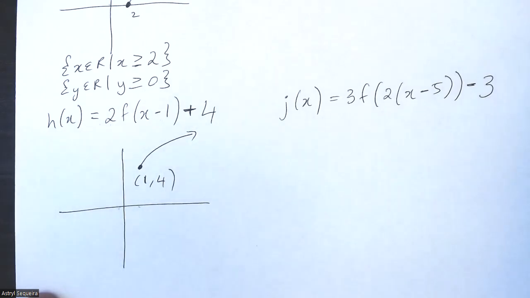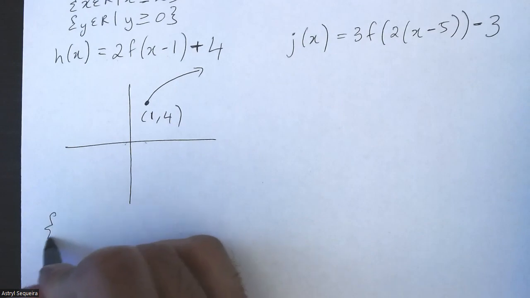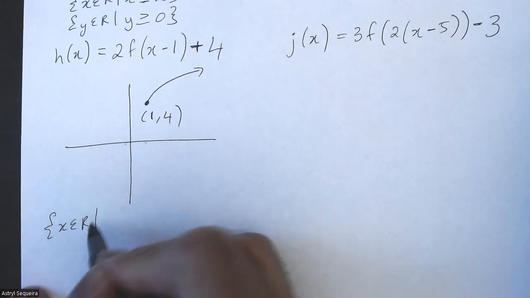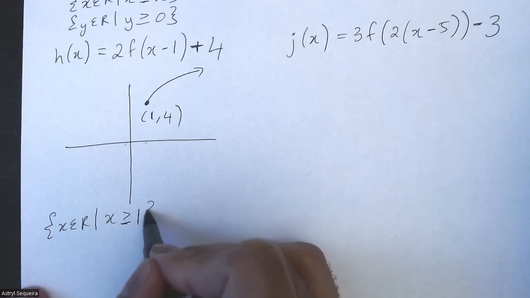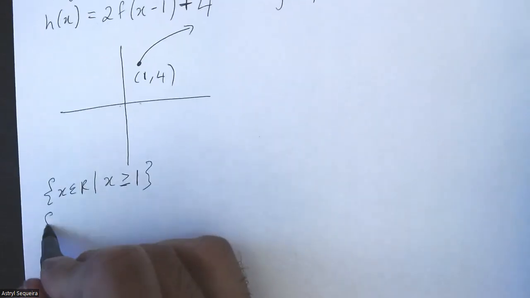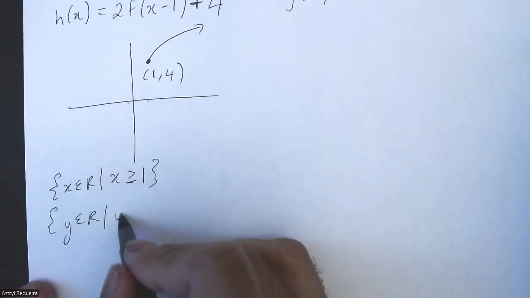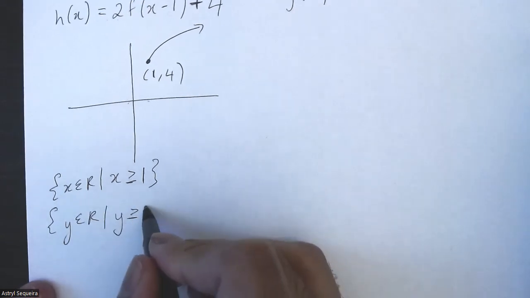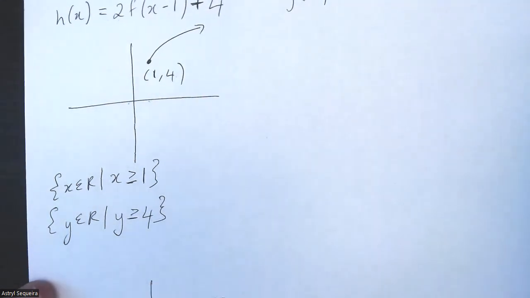So that's what my graph looks like. Again, my domain and range will be slightly different now. My domain is all real numbers such that x is greater than or equal to positive 1. And my range is all real numbers such that y is greater than or equal to positive 4 because now 4 is my minimum y value.